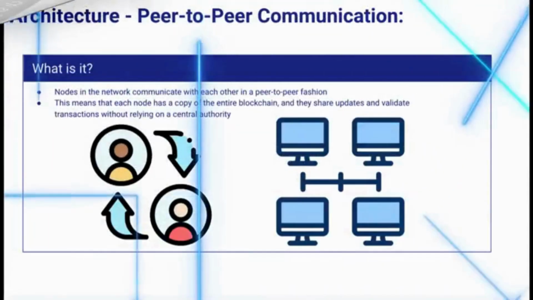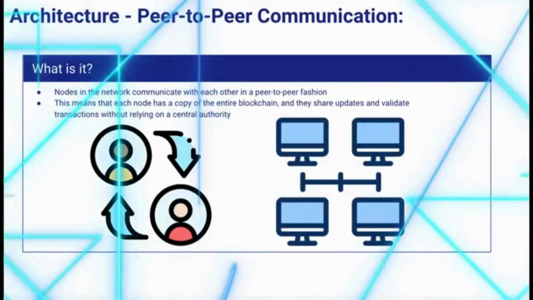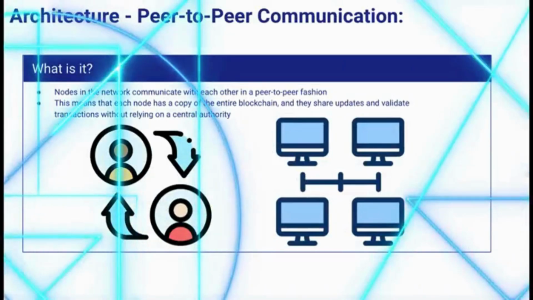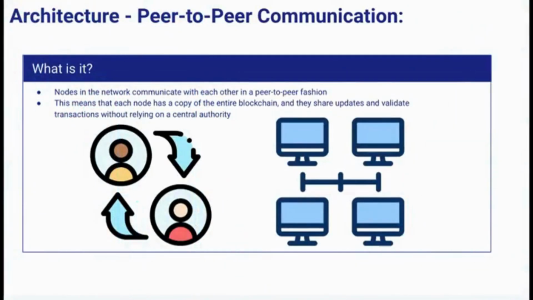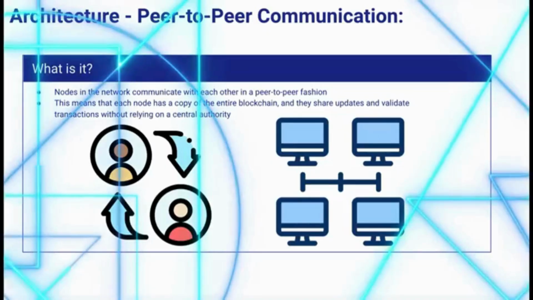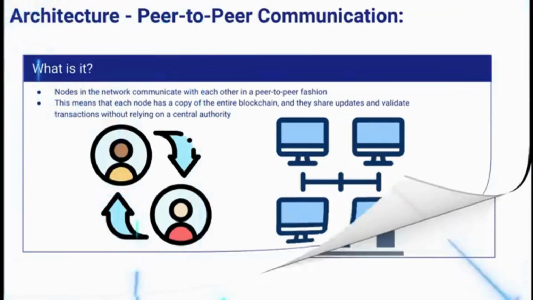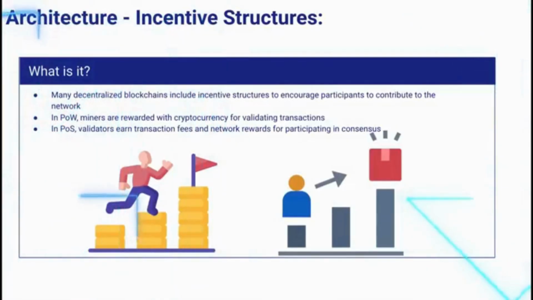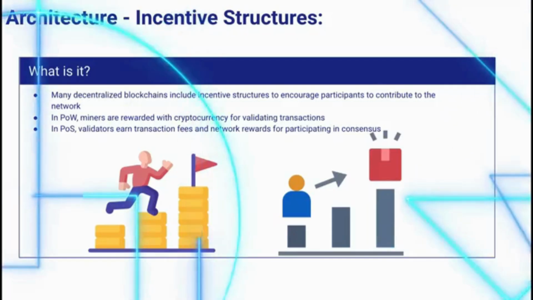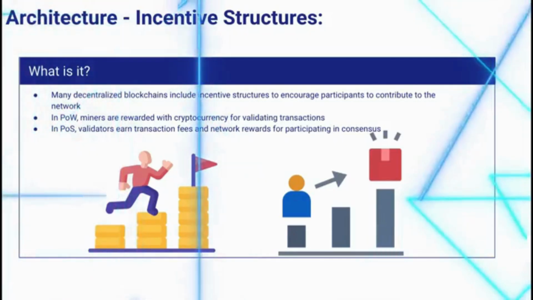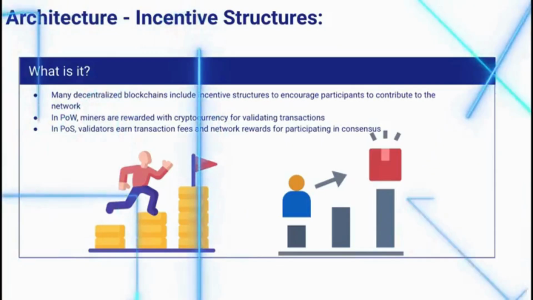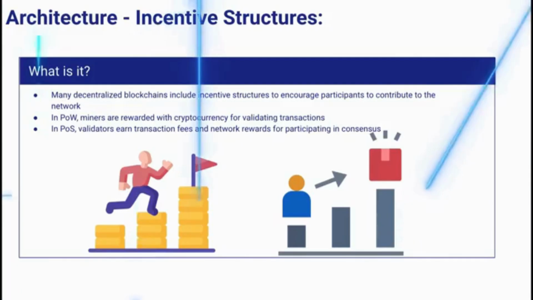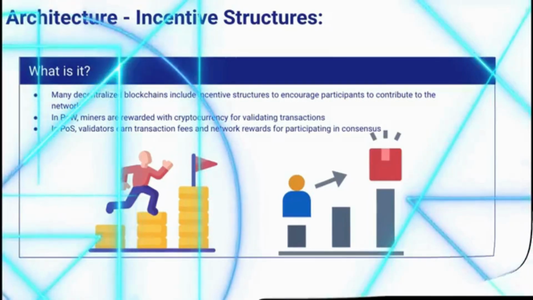Number 6. Peer-to-peer communication. Nodes in the network communicate with each other in a peer-to-peer fashion. This means that each node has a copy of the entire blockchain, and they share updates and validate transactions without relying on a central authority. Number 7. Incentive structures. Many decentralized blockchains include incentive structures to encourage participants to contribute to the network. In proof of work, miners are rewarded with cryptocurrency for validating transactions, and in proof of stake, validators earn transaction fees and network rewards for participating in consensus.